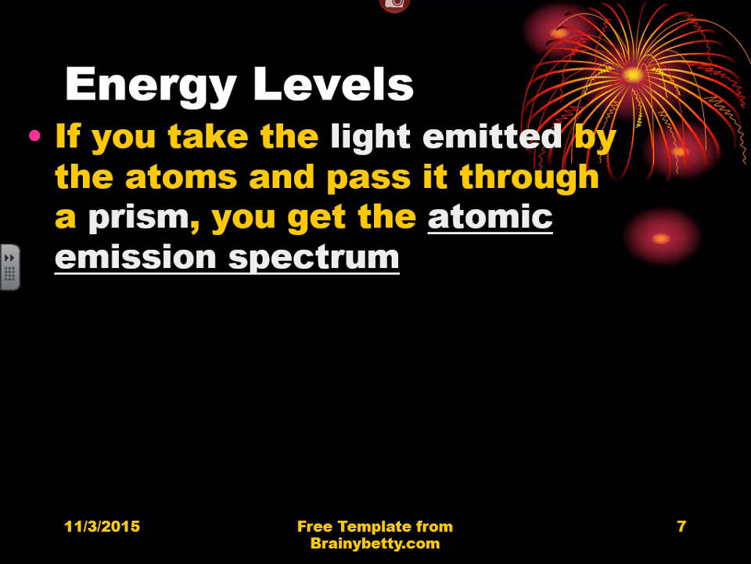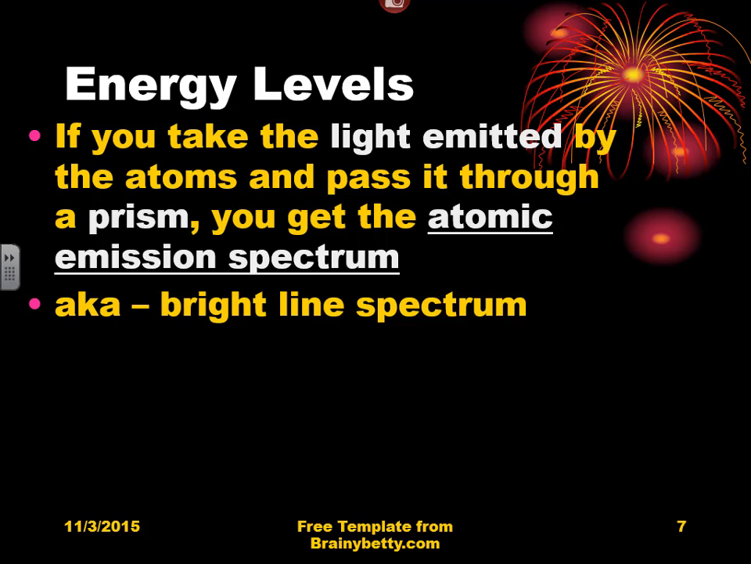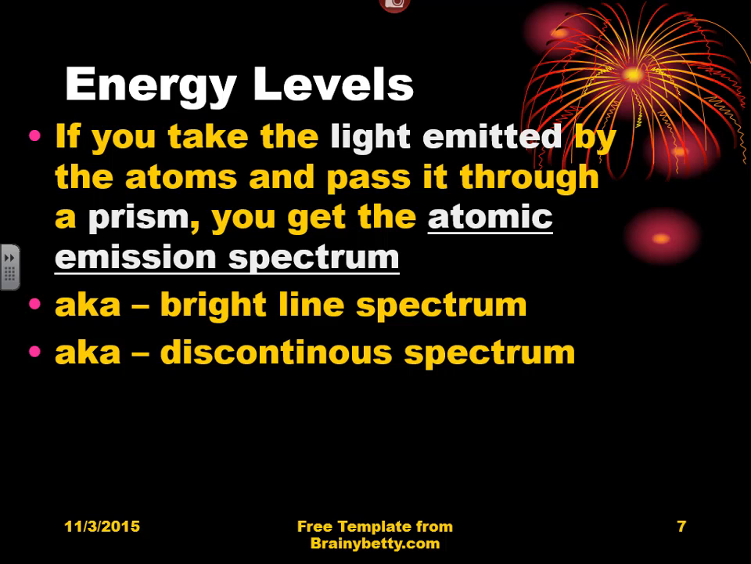The atomic emission spectrum shows you what specific colors of light are being emitted by those electrons as they fall. This is also known as a bright line spectrum because that's what it looks like. I've got a picture here I'll show you in a second. It's also sometimes called a discontinuous spectrum because it's only part of the rainbow, it's not the whole thing.